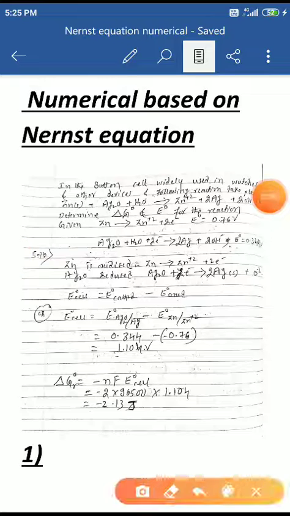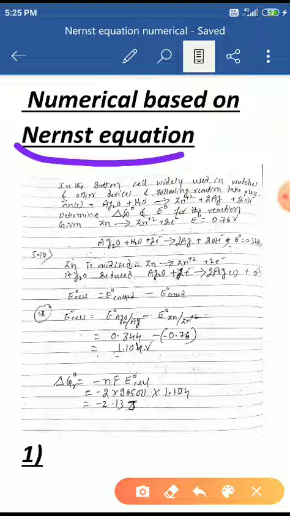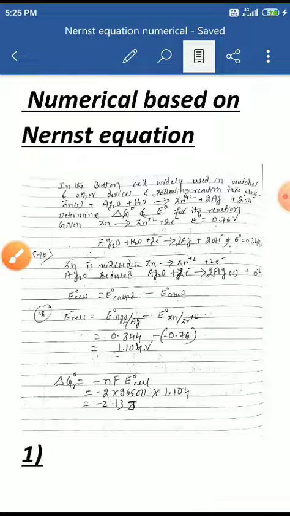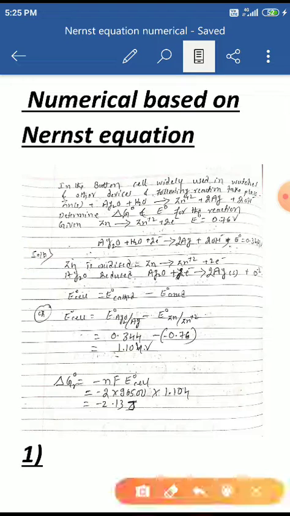Hello, good morning, students. Today we are discussing some numericals based on the Nernst equation. So in this Nernst equation, the first example here.